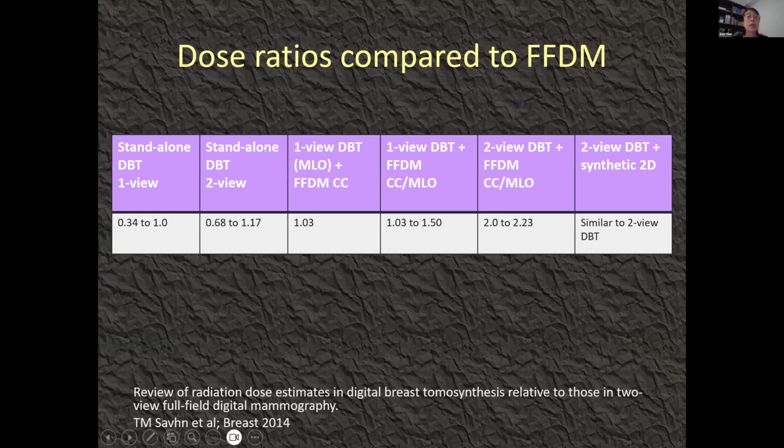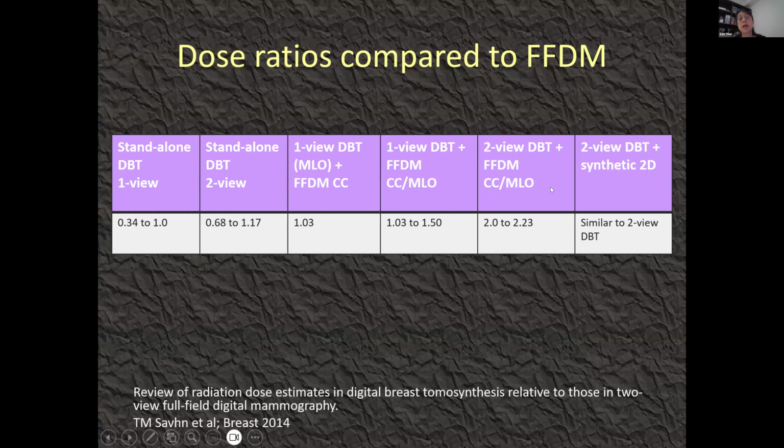This other study looked at different combinations of DBT and FFDM. So for a standalone 1 view DBT, the dose was 0.34 to 1. 2 views, 0.68 to 1.2. If it's a 1 view DBT with a 1 view FFDM in the CC plane, it is 1.03. 1 view DBT with a 2 view FFDM, CC and MLO, this was higher, 1.03 to 1.50.